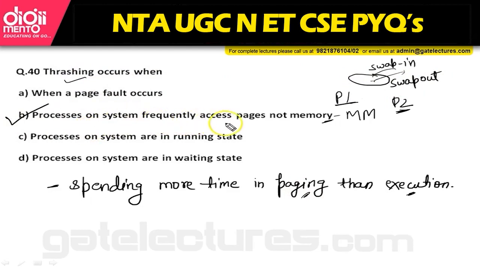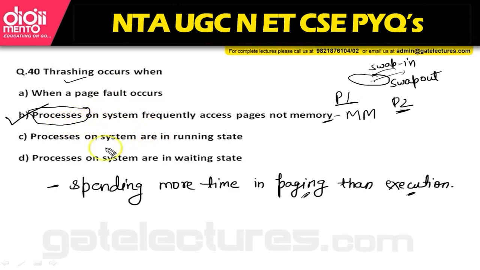So processes on the system frequently access pages which are not in memory. Page fault is the problem when I ask for a particular page and it is not in main memory. When so many page faults are combined, that is known as thrashing, which is properly defined over many processes. We are not talking about just one process, we are talking about many processes. When so many processes are requesting pages which are not in my main memory, and I have to go again and again to the secondary memory and swap in and swap out the pages, then the problem of thrashing occurs.